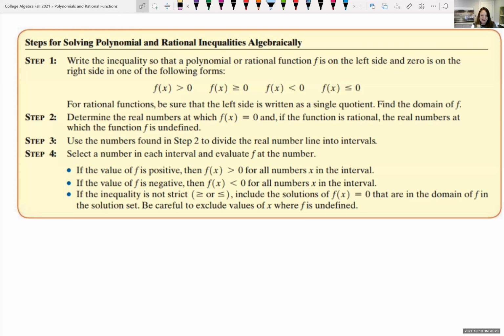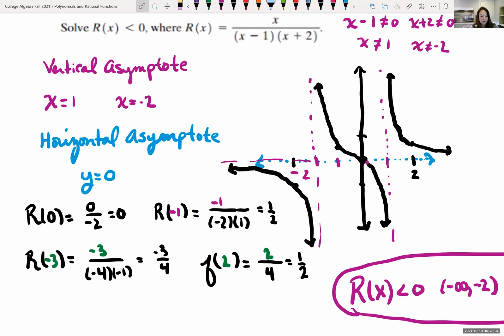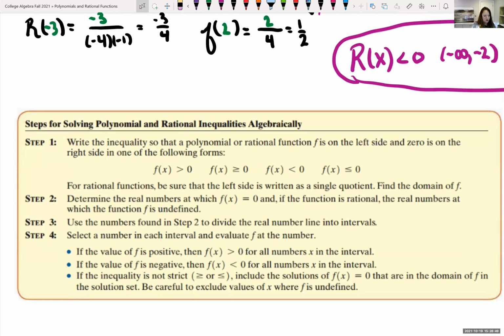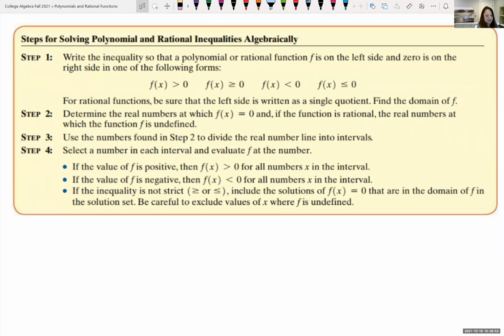Now we're going to look at solving these algebraically, which can be a lot faster than graphing. Notice that back here, when we were graphing this function, we had to look at values where our intercepts were, because that's where it could change from above or below the x-axis. And we also had to look at where our asymptotes are. And so when we're solving polynomial or rational inequalities algebraically, you want to follow the following steps.